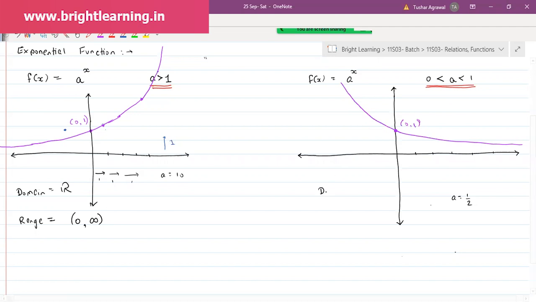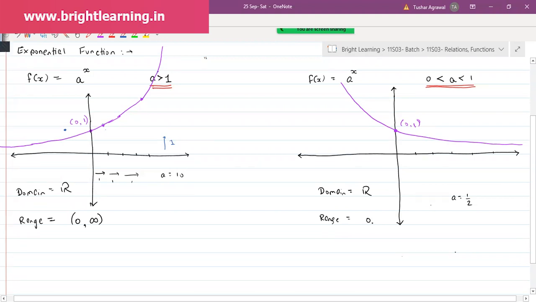Here also the same thing. Domain is equal to the set of real numbers, and range is everything from 0 to infinity. The purple line graph is completely above the x-axis. So it takes all the y values above, meaning 0 to infinity.